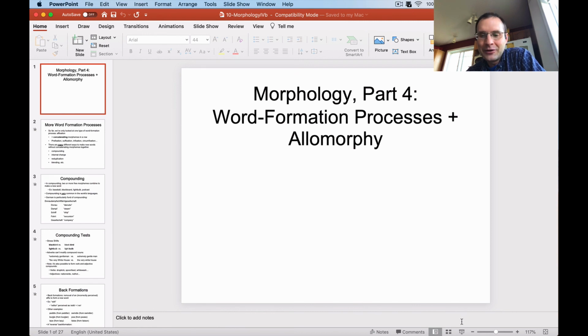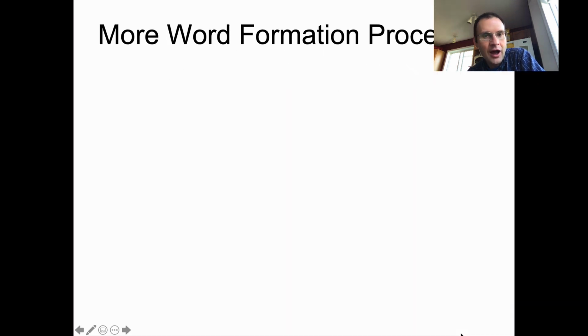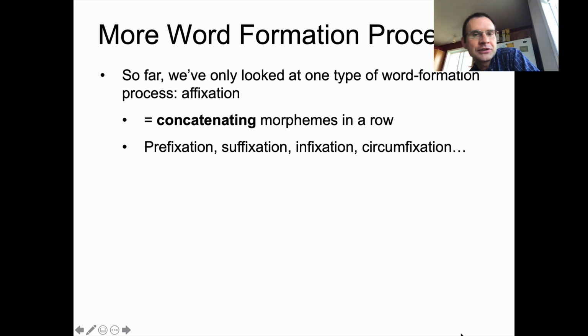Okay, so with no further ado, what do we need to know? So far in morphology, we've only looked at one type of word formation process, which is basically affixation in different forms. What I mean by affixation is that you can concatenate morphemes in a row. For some reason, I have a difficult time saying concatenate, but basically you're putting morphemes side by side or next to each other and binding them up into one whole word.